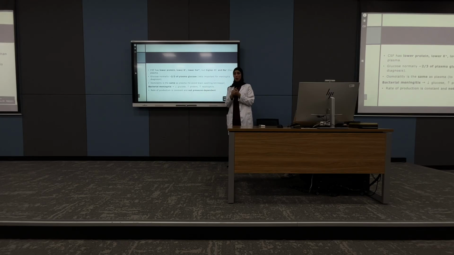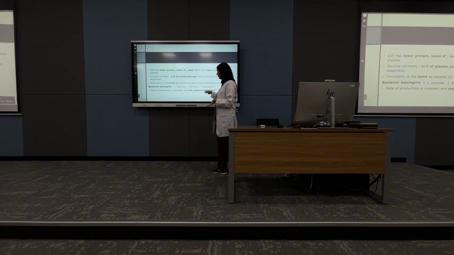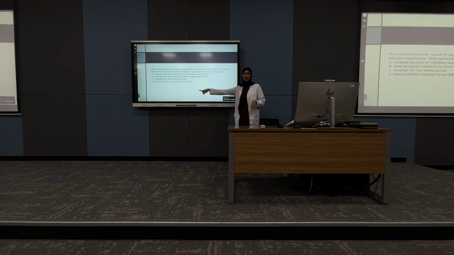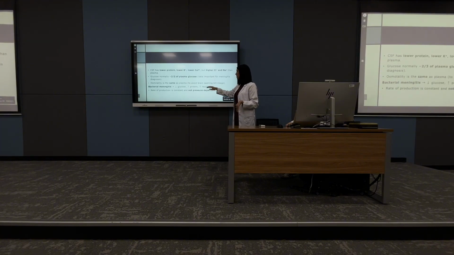The glucose will be lower. In bacterial meningitis, glucose will be decreased because the bacteria are using it up. And then higher protein, higher neutrophils. Again, the rate of production and absorption is constant. It's not really pressure dependent.